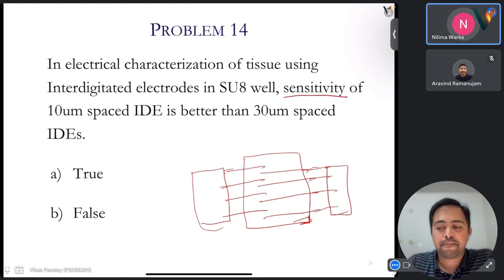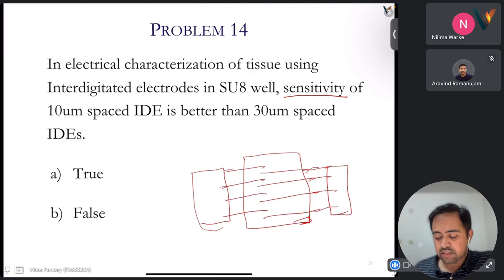Because even though you are changing the space, the base resistance is not changing, right? Base resistance is not changing. Fine. It is talking about sensitivity.